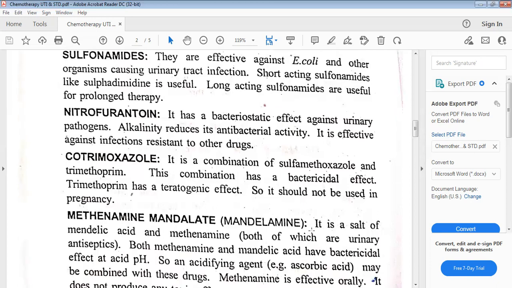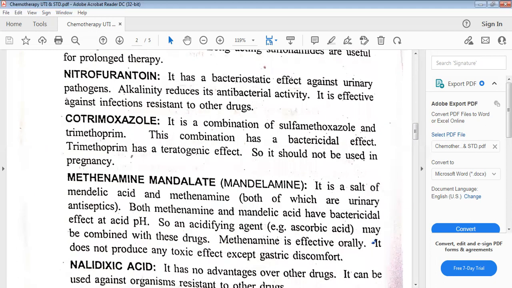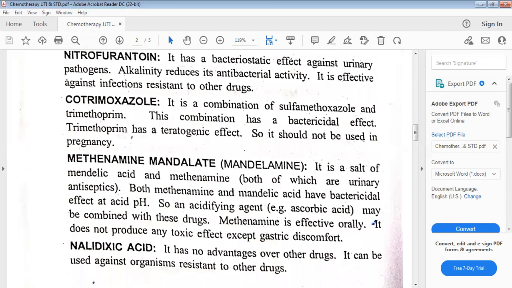Cotrimoxazole is another compound we have already seen. It is actually a combination of a sulfonamide such as sulfamethoxazole with trimethoprim. Now this has a bactericidal effect, but because it has a teratogenic property, it should not be used in pregnant women. Methenamine mandelate can be used. Nalidixic acid also can be used.